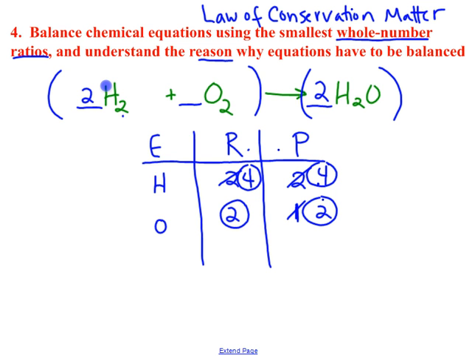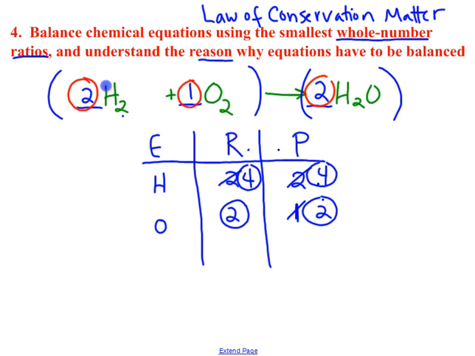Now, the coefficient in front of the oxygen is a 1, and you can write the 1 in, or you can leave this blank. A blank coefficient is an assumed 1. I'm going to put a 1 here just for emphasis to make sure that you understand that there's just one of those oxygen molecules present. So what we can see now here is that we have the 2, 1, 2. That is the smallest whole number ratio that we can make for this.